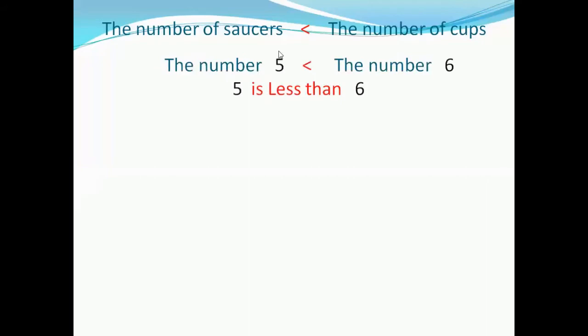The number 5 means the number of saucers. And this sign represents less than. This sign is called the less than, and symbolically we represent it like this. So 5 is less than 6. 6 represents the number of cups. So the number 5 is less than the number 6, and we can say 5 is less than 6.